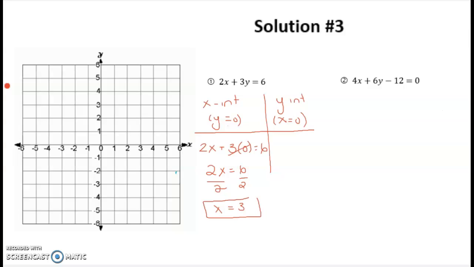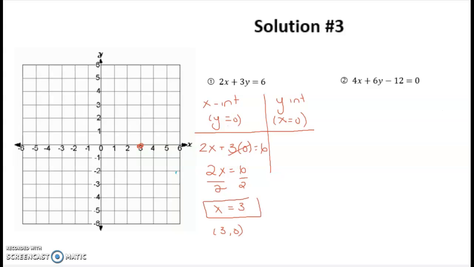All right, so the point here, y is 0 and x is 3. So x comes first and then y is 0. So I'd put my dot right here. X is 3, y is 0.